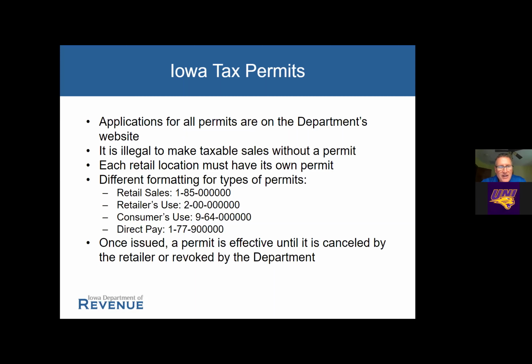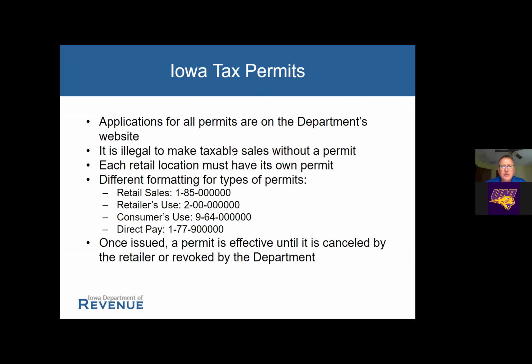And then let's say after a while you decide, hey, this is going pretty good. Let's open up one in Iowa City. Well, that's in Johnson County, so you would need a sales tax permit for that as well. So what I'm trying to say here is every location that makes taxable sales within Iowa must have its own sales tax permit. So please be sure that you apply accordingly.